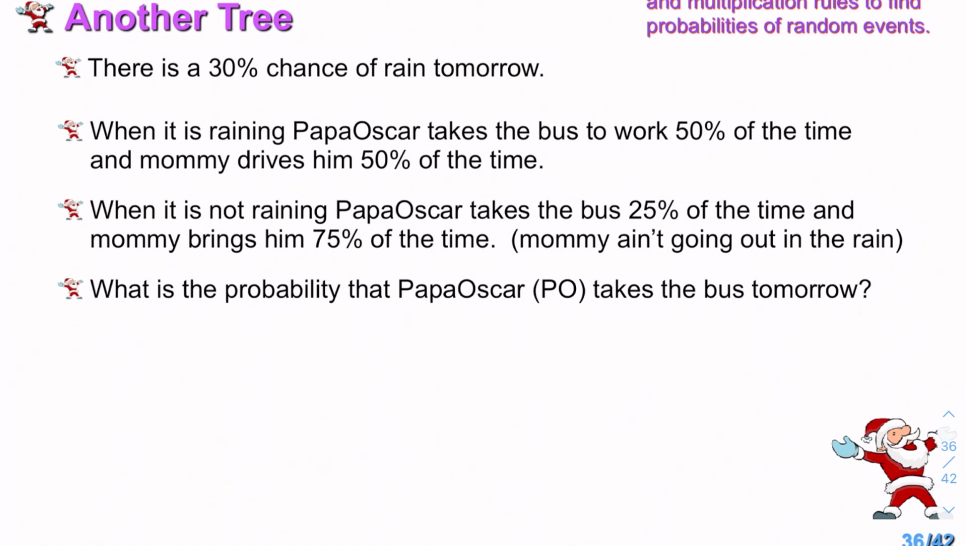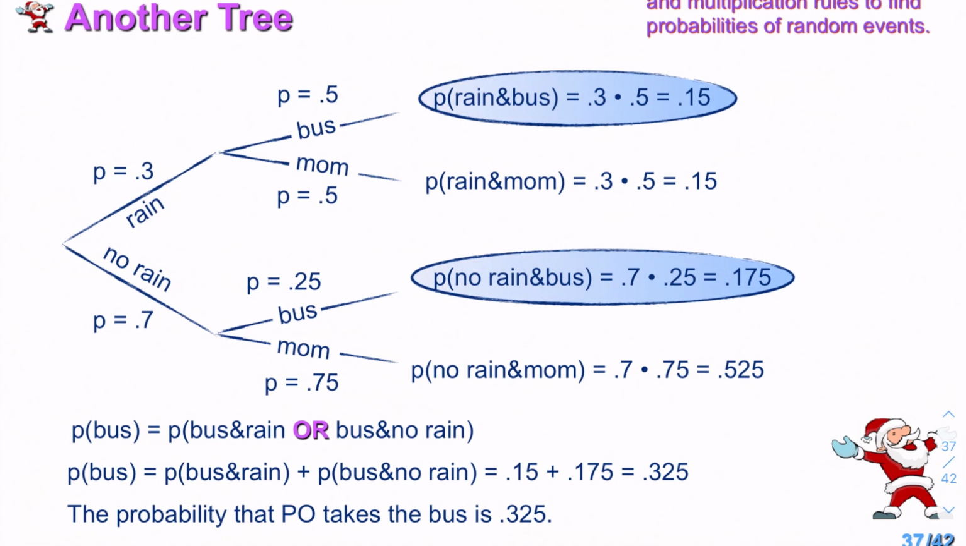There's a 30% chance of rain tomorrow. When it's raining, Papa Oscar takes the bus to work 50% of the time, and Mommy drives him 50% of the time. When it's not raining, Papa Oscar takes the bus 25% of the time, and Mommy brings him home 75% of the time. Mommy ain't going out in the rain. Got it? So what's the probability that Papa Oscar, let's call it PO, takes the bus tomorrow. Notice, I gave you a piece of information to start. There's a 30% chance of raining.